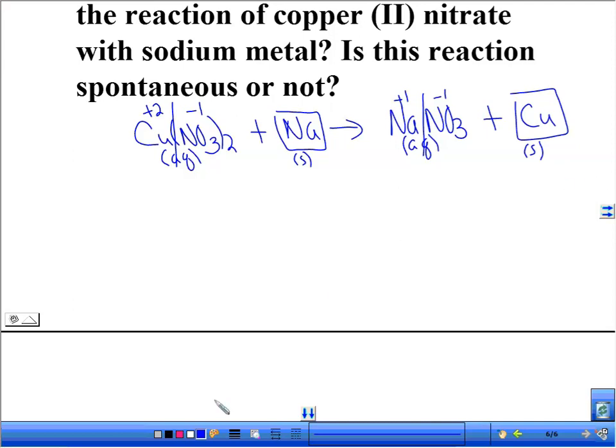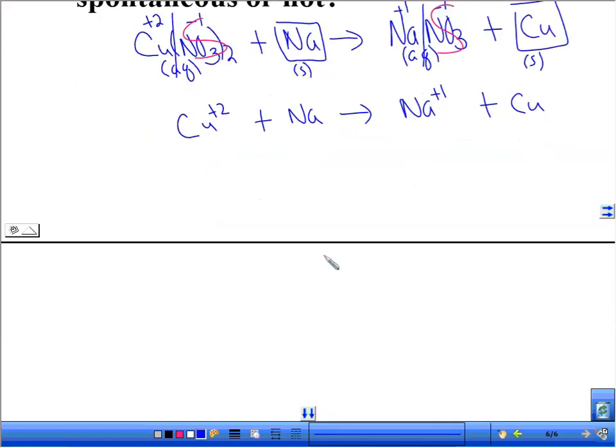So if we get rid of our spectators here, our spectator again is nitrate, my favorite. So we could say, well, we really got some copper ions reacting with some solid sodium. Going to make us some sodium ions, going to give us some solid copper. So there is our redox reaction. You can see copper going from a 2 to a 0, and sodium going from a 0 to a +1. So we're going to want to break this into half reactions and balance it.